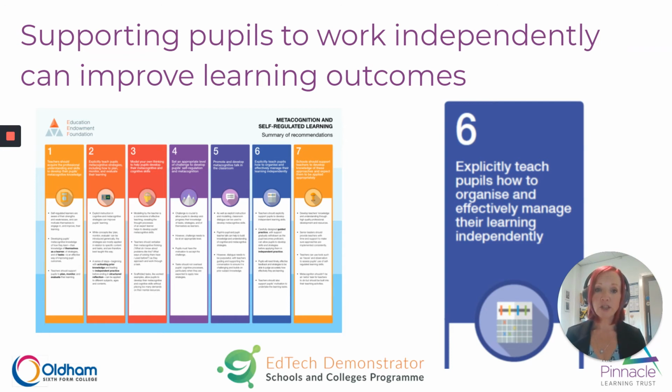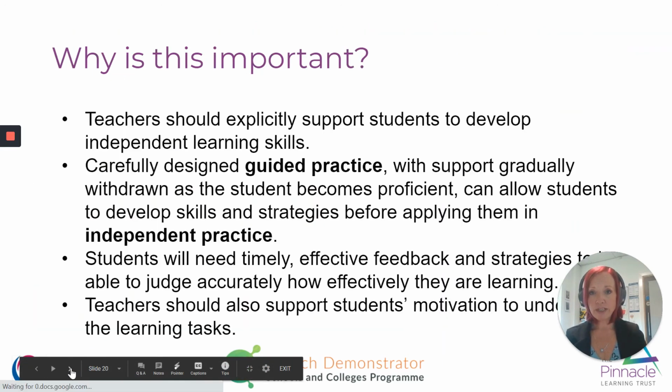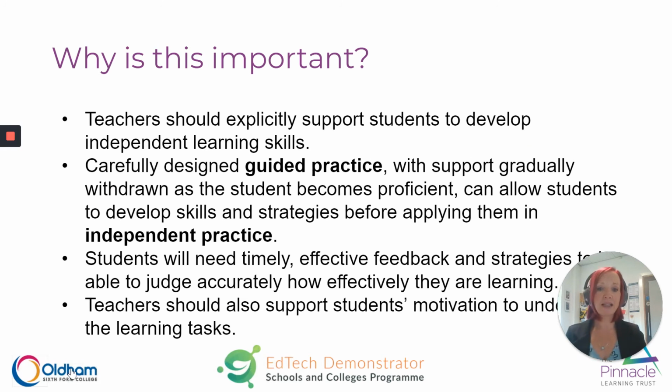It's got 7 recommendations. And recommendation 6 is that we have to explicitly teach pupils how to effectively manage their learning independently, because they are not independent learners. They don't have the strategies unless we teach them how to do this. And it's our responsibility to do that in every subject. So it shouldn't just sit aside in a tutorial session. It needs to be done in every session. So I want you to think about why this is important. So pause the video now and have a read of those 4 bullet points.